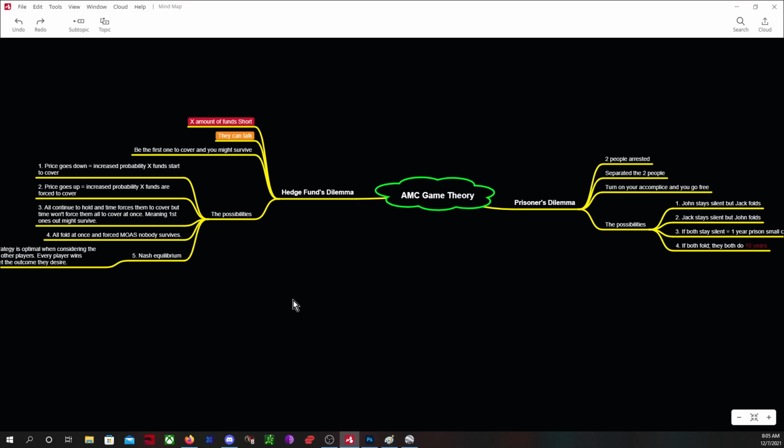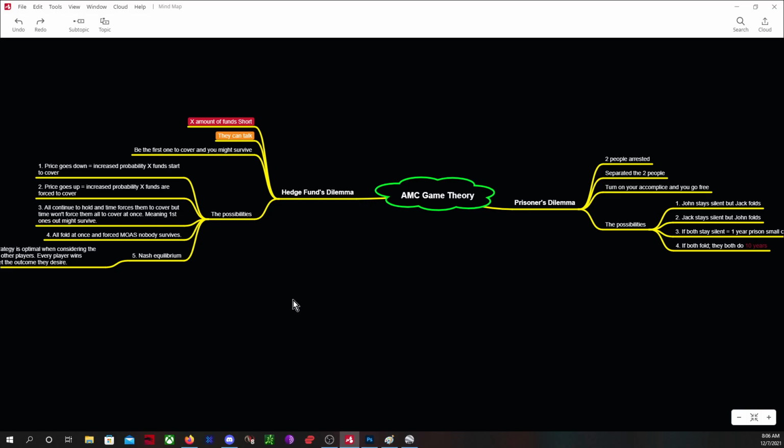So what I mean by time forces them to cover is that it's costing them to hold, right? It's costing them money to continue to do this. So that's reducing the amount of collateral they have to hold these positions, and it puts pressure on them. There's also the stress of them worrying that if other funds start to close before me, I get screwed, I get caught in this thing. So the fourth option would be that all fold at once and force a MOASS, nobody survives. I think that's probably the least likely of all of these.